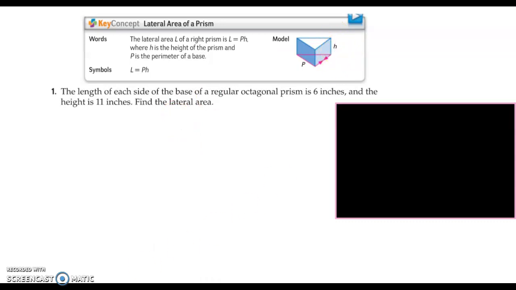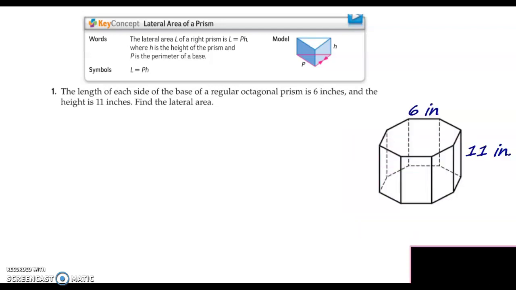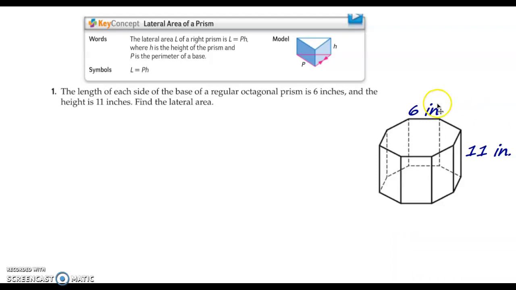Our first example: the length of each side of the base of a regular octagonal prism is 6 inches, and the height is 11 inches. Find the lateral area. Here we have a diagram of our example. We can see the octagonal base with the length of each side. So here's one of the sides at 6 inches, and here's the height of the prism at 11 inches.